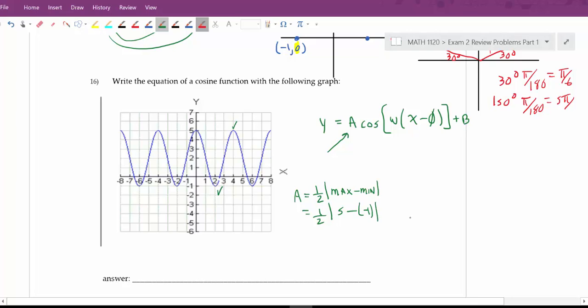You can do this by counting too if you want to. So that's a half of 5 plus 1, so that's half of 6, which is equal to 3. So the amplitude is going to be 3, and that's what goes there.